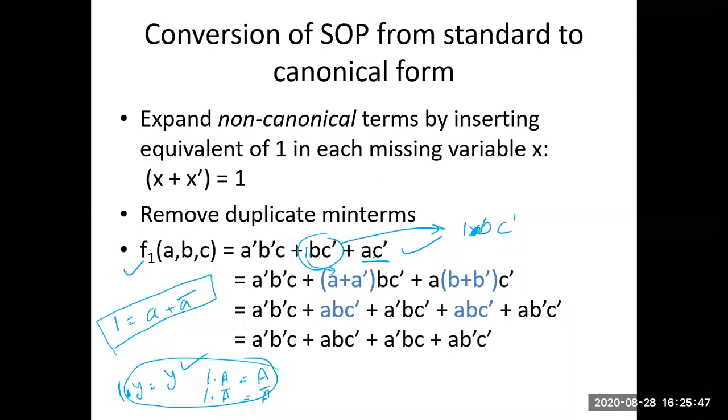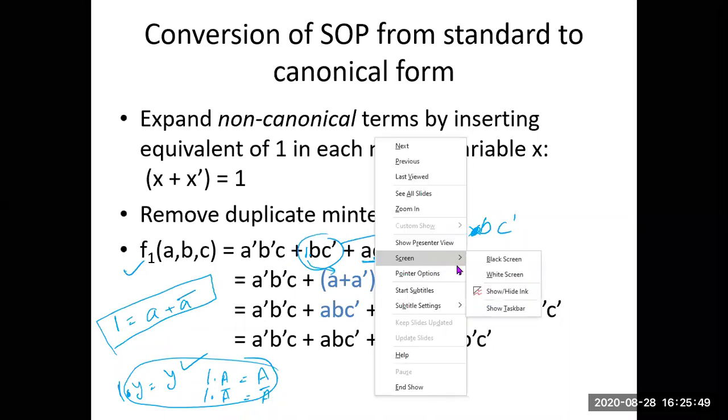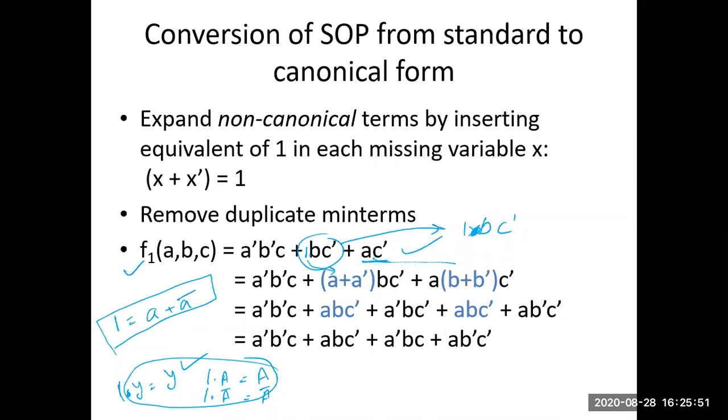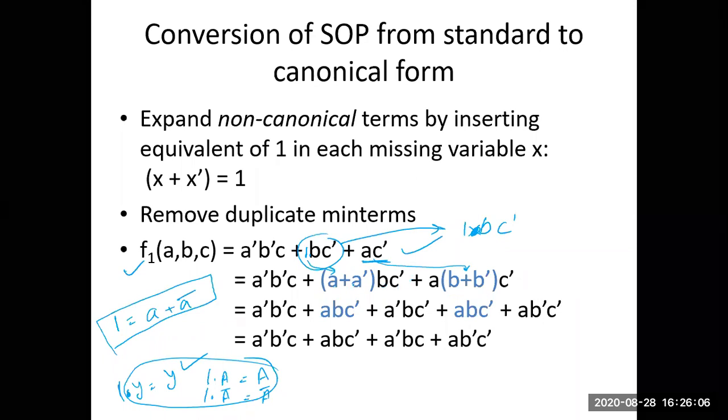B is missing here. So in the place of this B, I'm treating it as 1, and for this 1 I am writing B plus B bar. After writing all those things, I'm opening my bracket, and by opening my bracket I will get A B C bar and A bar B C bar. So I will get this one and this one. After opening this, I will get A B C bar, that is this, and A B bar C.